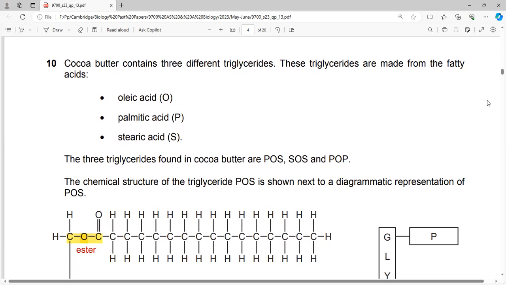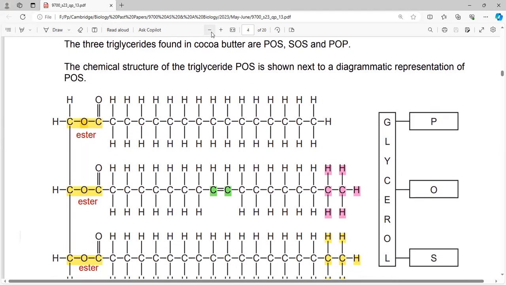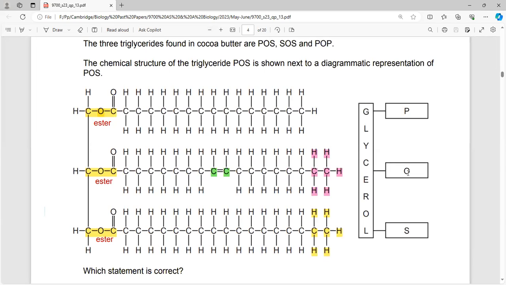The cocoa butter contains 3 different triglycerides. These triglycerides are made from fatty acids: oleic acid, palmitic acid, and stearic acid. So these 3 triglycerides found in cocoa butter are present in a sequence, meaning POS, SOS, and POP. We're going to see what is the difference in that structure. So you can see this structure. For example, we have 3 fatty acids connecting with the glycerol by the ester linkage.